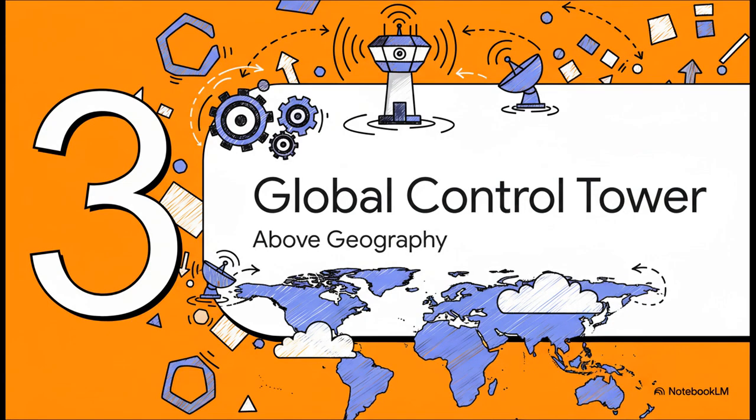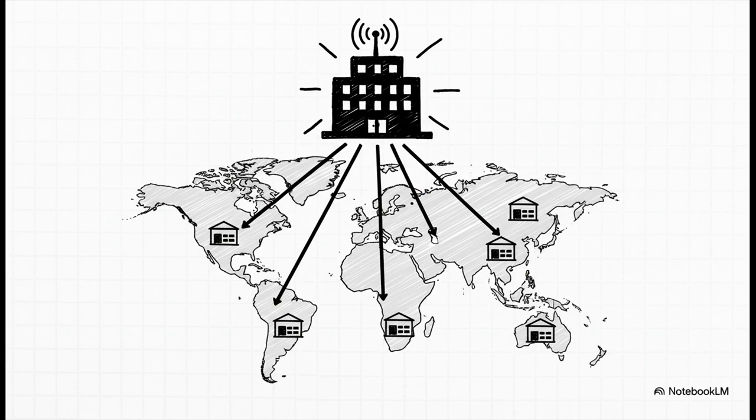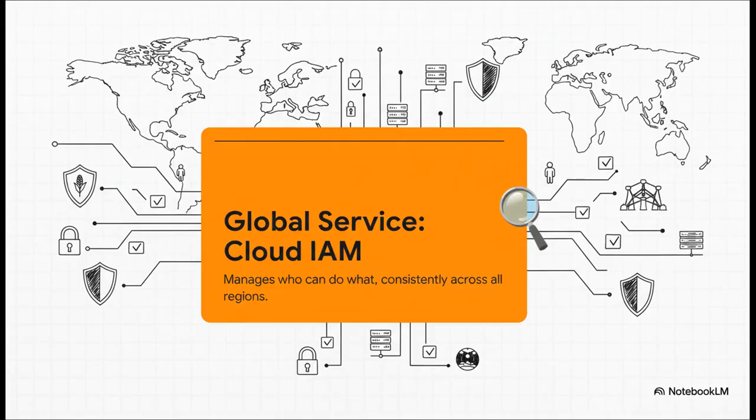Okay, so we've got the physical map down, regions and zones. Now, let's pull our view way back out, even higher. Because there's another layer on top of all this, services that operate above all that geography, kind of like a global control tower. Yeah, the best way to think about these is like your corporate HQ. They aren't physically located in any one warehouse or distribution center. Instead, they're the ones setting the company-wide rules and handing out the tools that your whole global operation uses, no matter where it is.